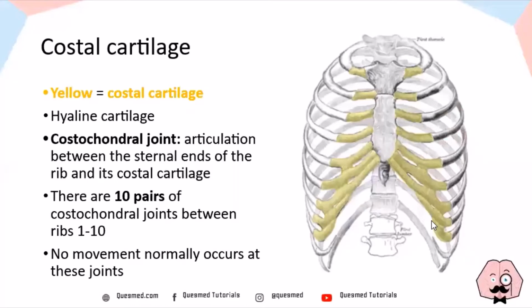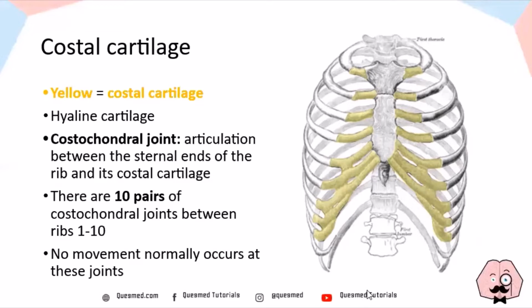So the costal cartilage is highlighted in yellow on this slide. It's a type of hyaline cartilage, and it forms the costochondral junction, which is the articulation of the sternal ends of the ribs and the costal cartilage. There are 10 pairs which join to the top 10 ribs. And as I said before, the 11th and 12th ribs don't have any costal cartilage.